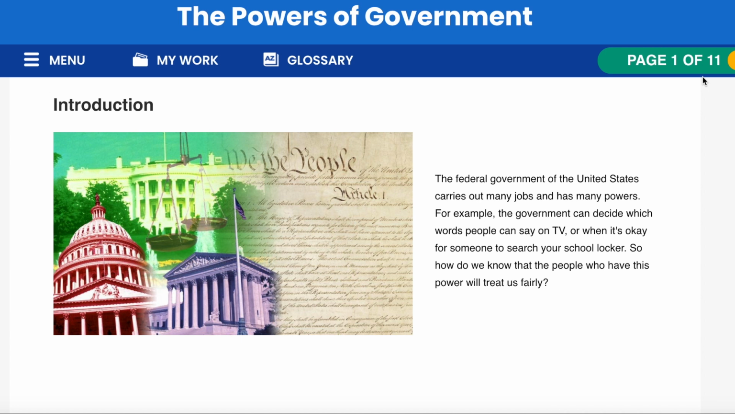Introduction. The federal government of the United States carries out many jobs and has many powers. For example, the government can decide which words people can say on TV or when it's okay for someone to search your school locker. So how do we know that the people who have this power will treat us fairly? This is the ultimate question we're looking at.